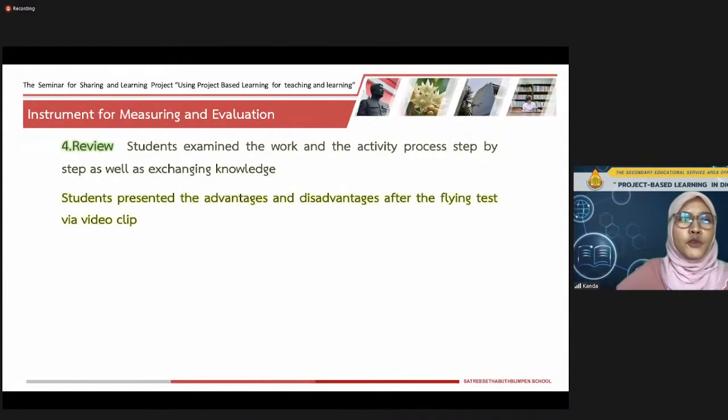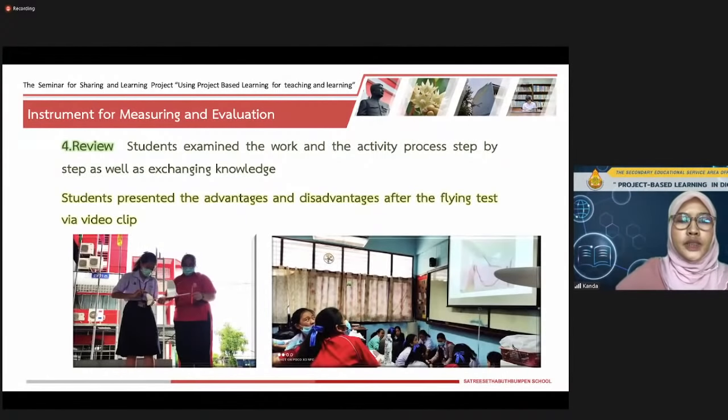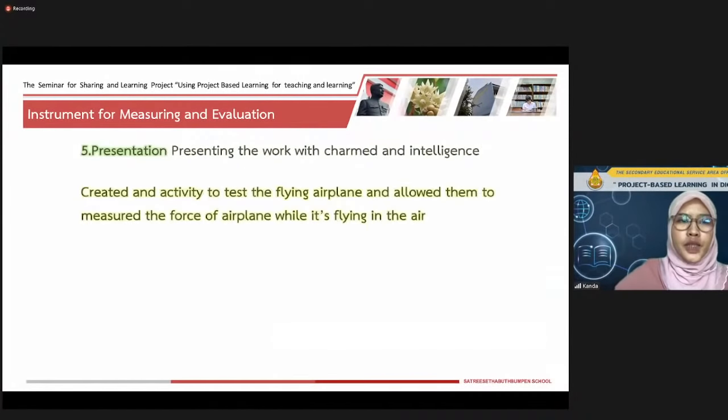Step 4, review. Students examine the work and the activity process step by step as well as exchange knowledge. Then students present the advantages and disadvantages after the flying test via video clip.